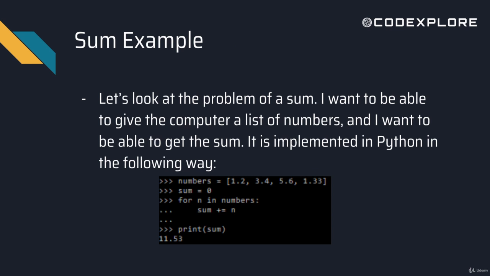So let's look at an example. I want to be able to give the computer a list of numbers, and then I want it to return a sum of the numbers. We can do it in Python using the following. We can define our numbers as 1.2, 3.4, 5.6, 1.33. We're going to initialize our sum as 0, and then we're going to loop through those numbers, okay? For every number, we're going to add it to the sum, and we're going to print out that sum. And in that case, if we were to add all the values in numbers, we get 11.53.